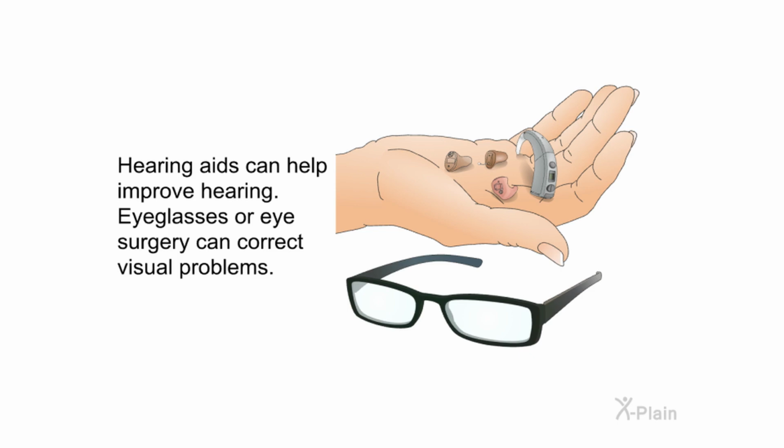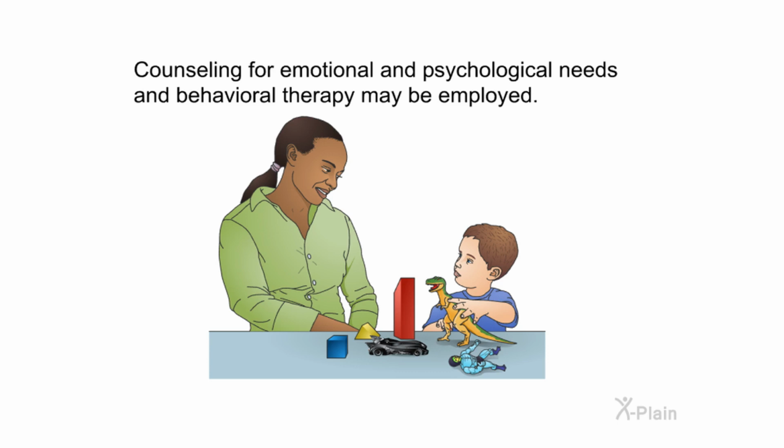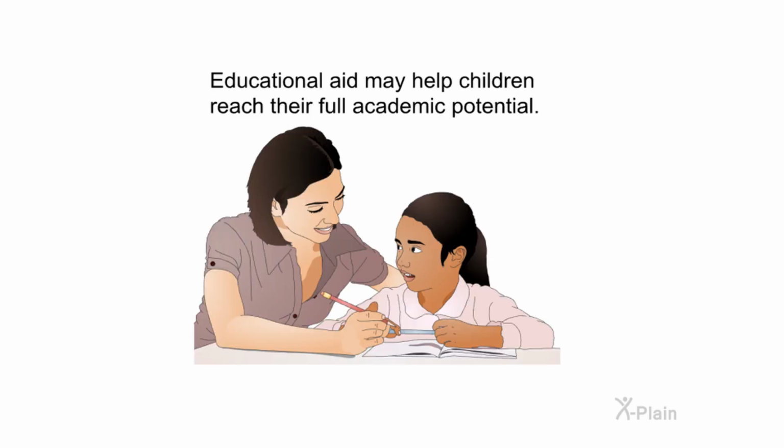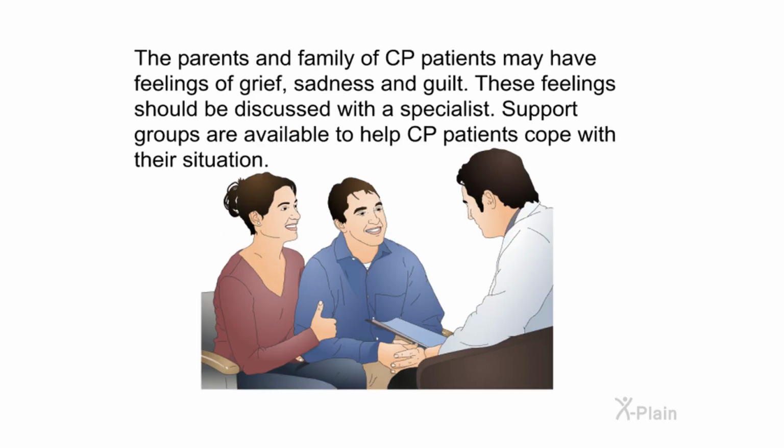Hearing aids can help improve hearing. Eyeglasses or eye surgery can correct visual problems. Counseling for emotional and psychological needs and behavior therapy may be employed. Educational aid may help children reach their full academic potential. The parents and family of CP patients may have feelings of grief, sadness, and guilt. These feelings should be discussed with a specialist. Support groups are available to help CP patients cope with their situation.